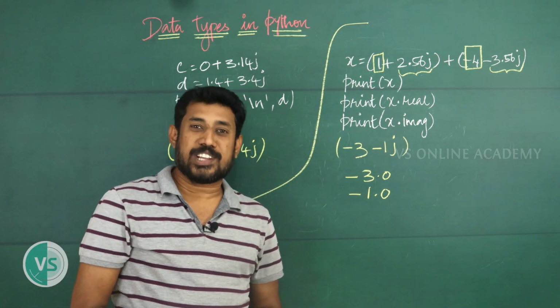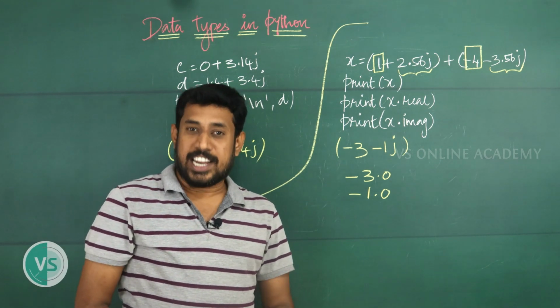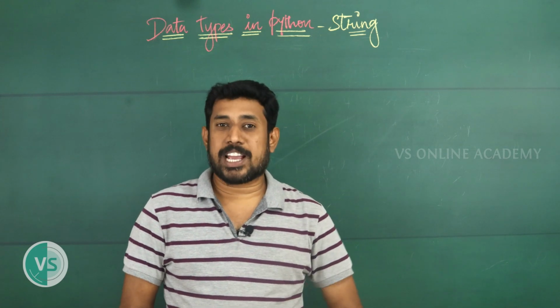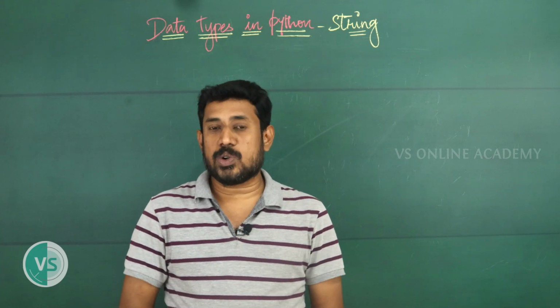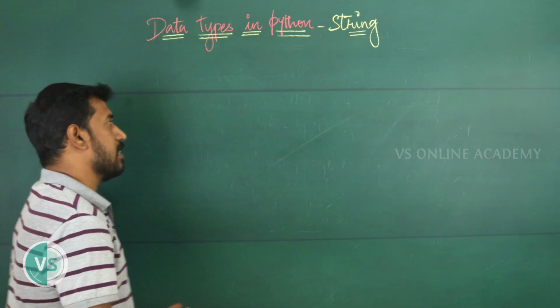Let's see strings in Python. String is also a data type in Python. A sequence of characters is said to be a string. In Python, string is a separate data type, unlike C and C++. Here there is no separate data type for char. Everything is a string here. We can enclose a string within single quotes or double quotes, maybe triple quotes. Let's see with the examples.